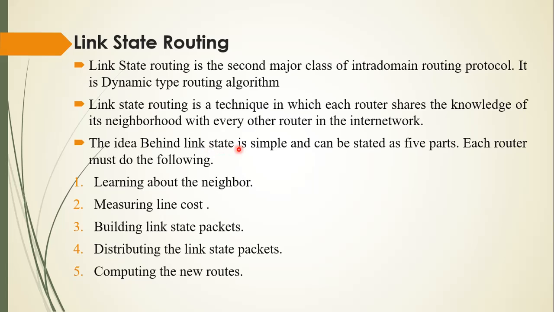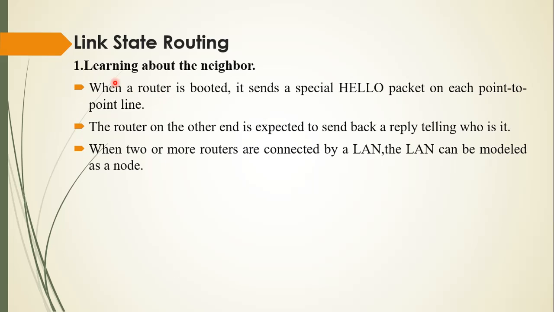The idea behind link state is simple and can be stated as five parts. Each router must do the following. First is learning about the neighbors, so every router must know about its neighbors. Second, measuring line cost; third, building link state packets; fourth, distributing the link state packets; and fifth, computing the new routes. These five steps every router has to perform.